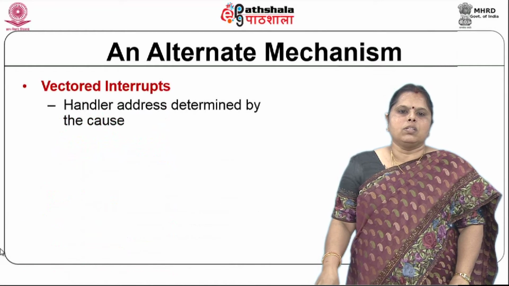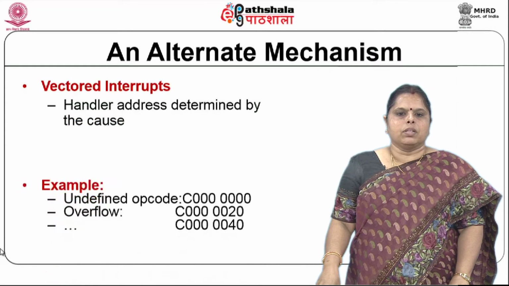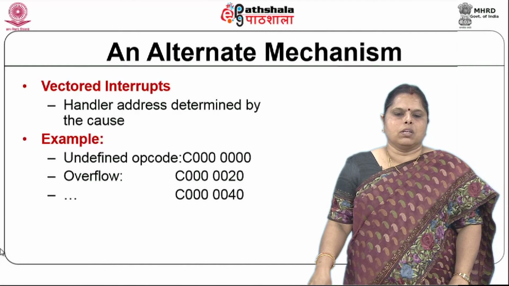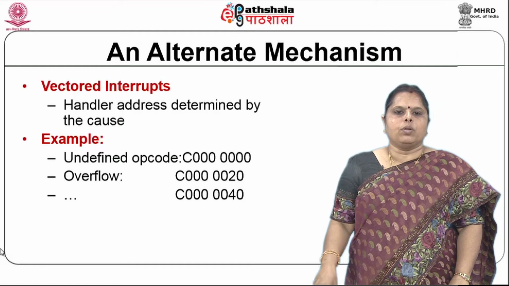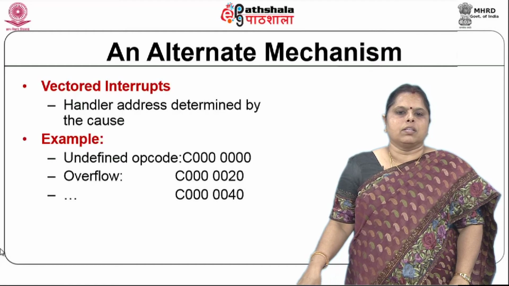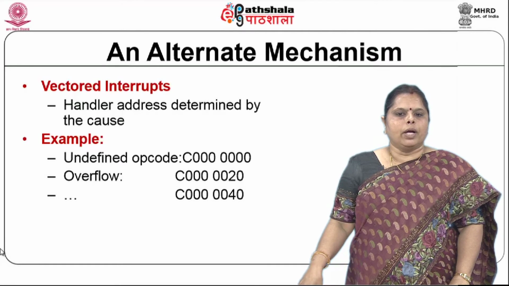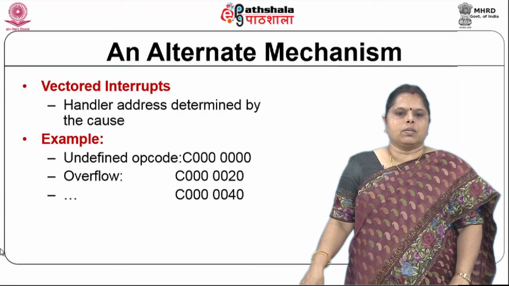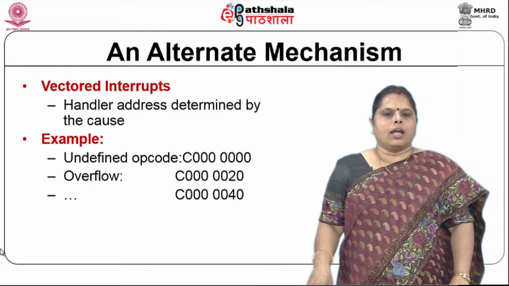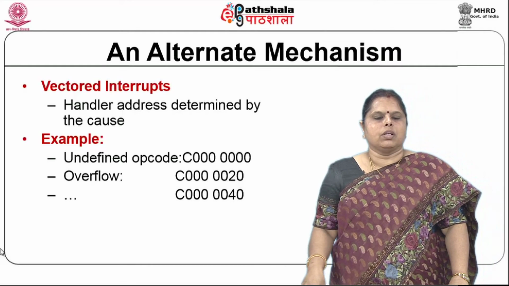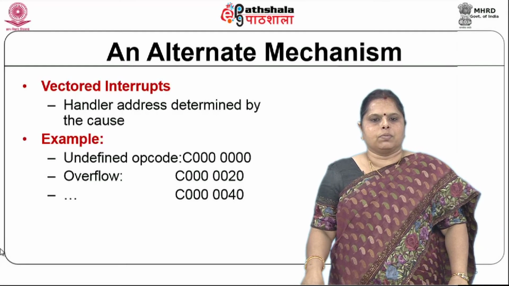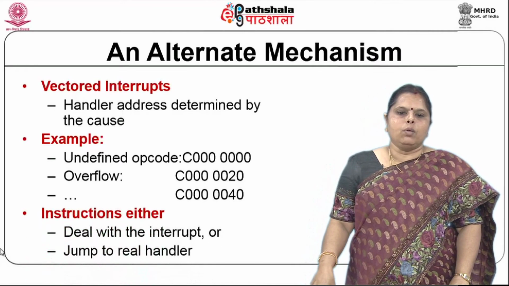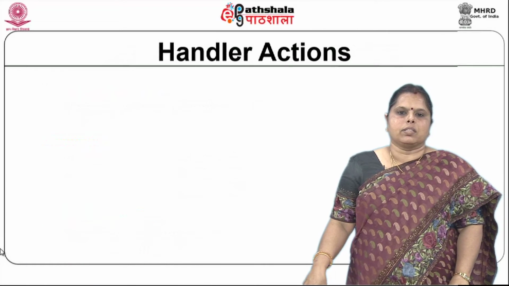Alternative to this, processors may also look at handling them using vectored interrupts. In the case of a vectored interrupt, the handler addresses are determined by the cause of the exception. So, for every exception, we are going to have a different exception handler's address. Say for example, if it is an undefined opcode, you might have one exception handler's address. If it is an overflow exception, then you might have a different exception handler, so on and so forth. So, every handler address is determined by the cause of the exception. Now, these types of exceptions are called vectored interrupts. Every processor handles it differently. Now, the instructions may either deal with the interrupt or you may jump to the real exception handler.